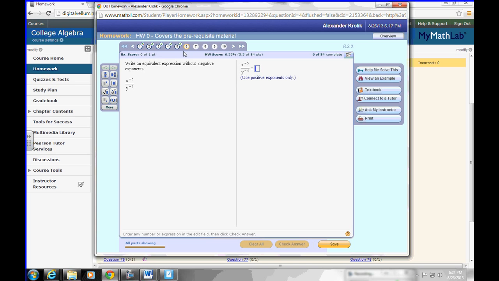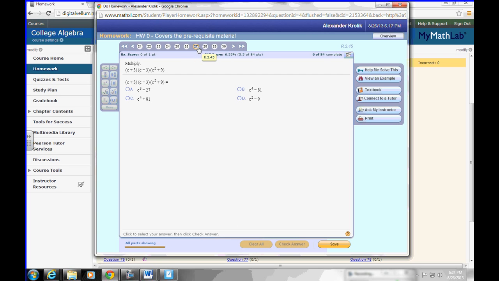You don't have to do them in a row. You can just skip a bunch, do question 27 or whatever. Oh my God, look at that thing. Okay, so that's a little FOIL problem that tests your difference of squares technique. Remember that? C plus 3, C minus 3. What does that give you? C squared minus 9. So C squared minus 9 and C squared plus 9 will give you C to the 4th minus 81.